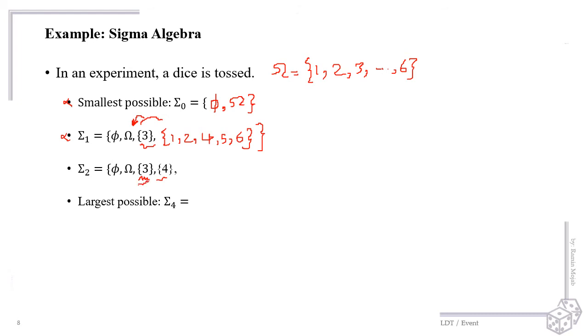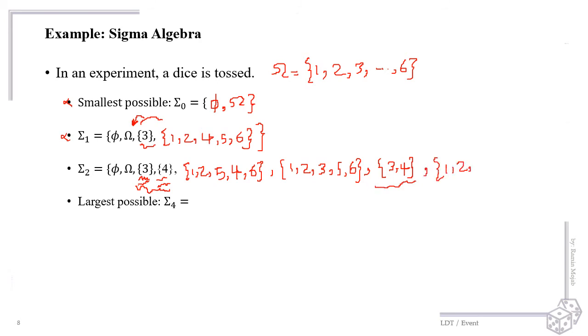Here we have two extra members. The complement of the first one is 1, 2, 4, and 6, and the complement of this one is 1, 2, 3, 5, and 6. The union of these two must be a member too. Therefore, we have 3 and 4. The complement of this one must be a member. Therefore, we have 1, 2, 5, and 6. And you can check that all the axioms are true here. Therefore, sigma 2 is a sigma algebra.